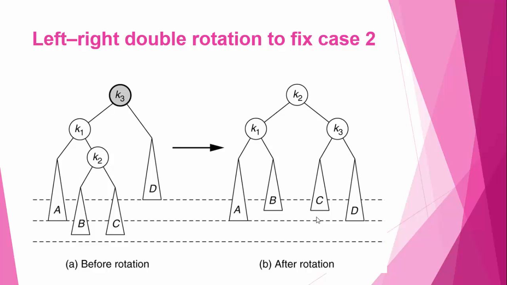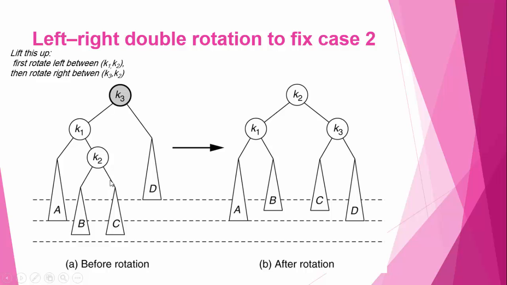This is an example. Before rotation, we have an internal subtree which is taller than the external subtrees. So here we have a zigzag pattern, so it's not suitable to do only one rotation. We need to do two rotations, left and then right. The first rotation takes place between key 1 and key 2, and the second rotation takes place between key 2 and key 3.